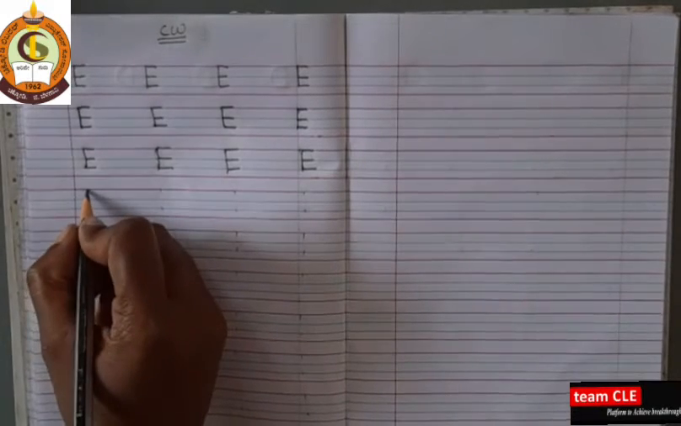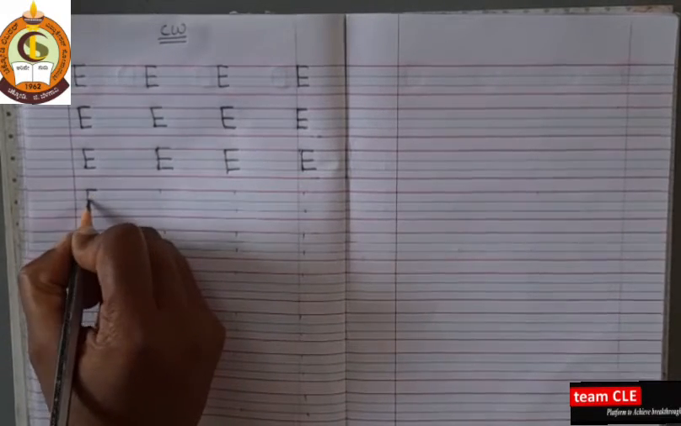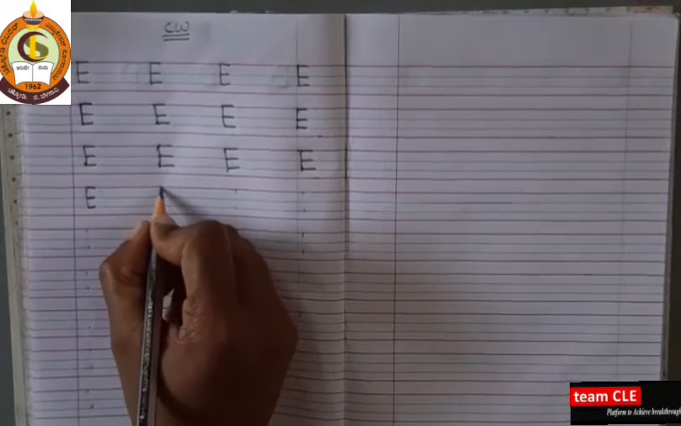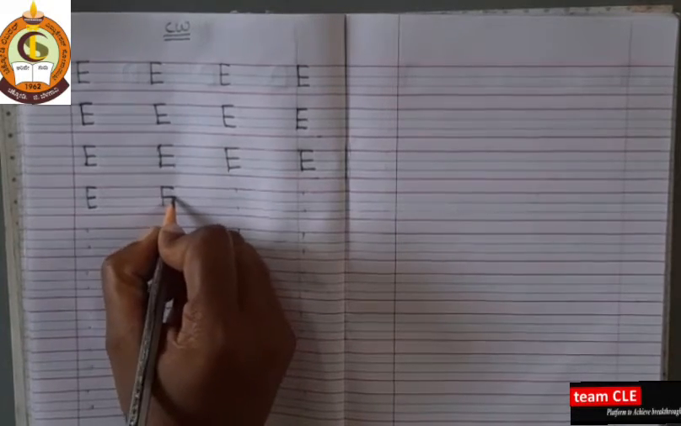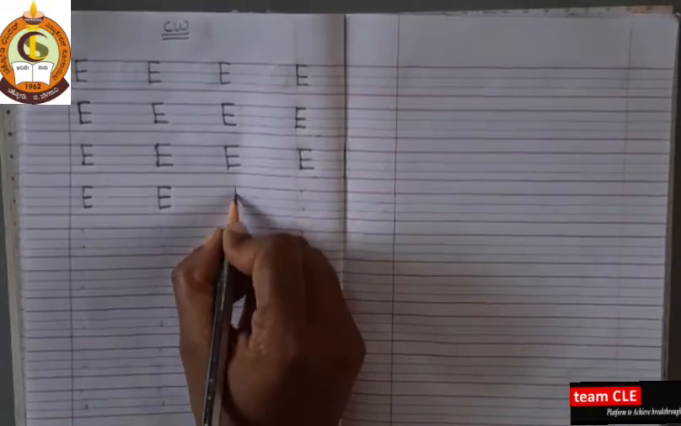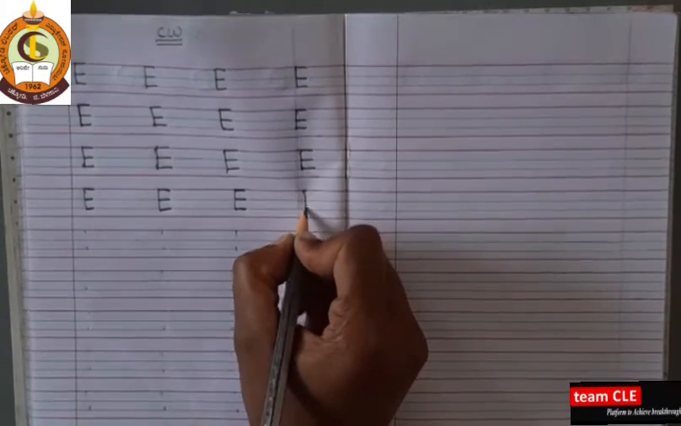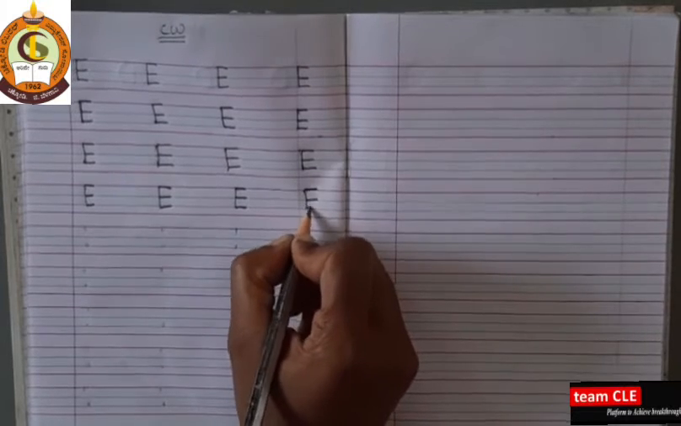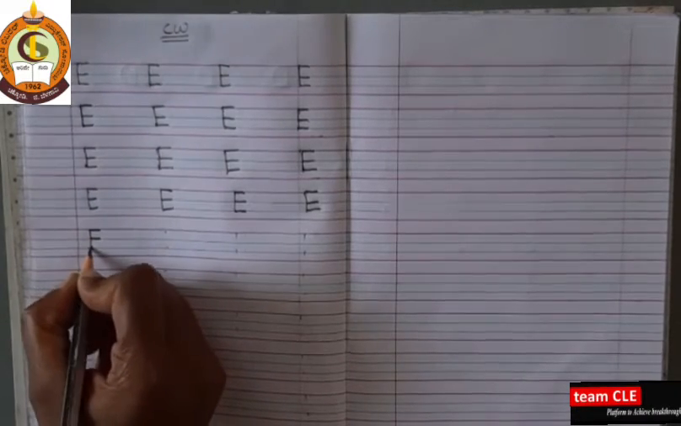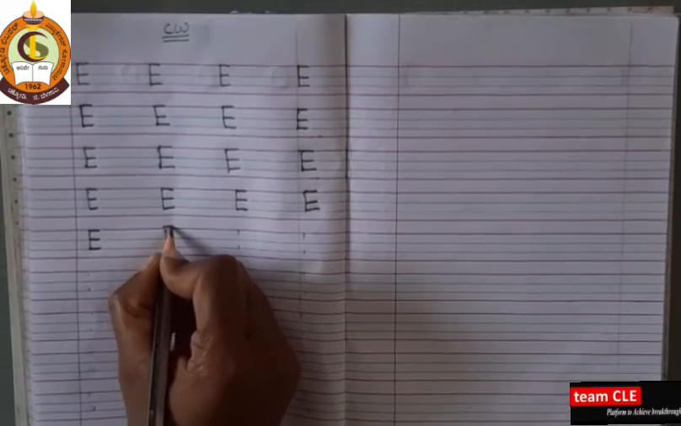Okay, next. E for elephant. E for egg. E for eagle. E for eyes. E for ear. Okay, next, same here, a full page you have to write the E, letter E.